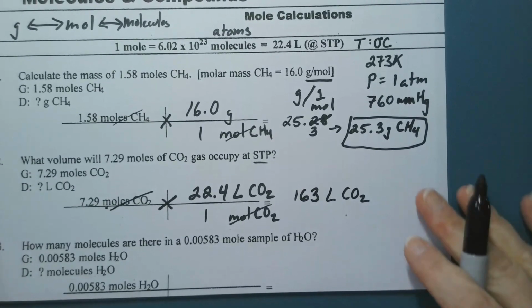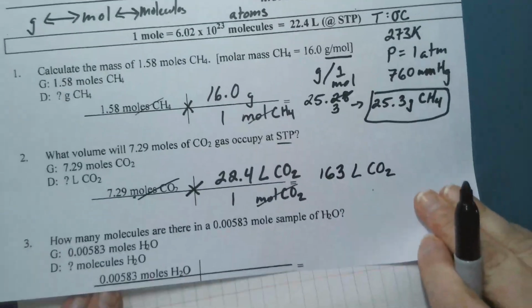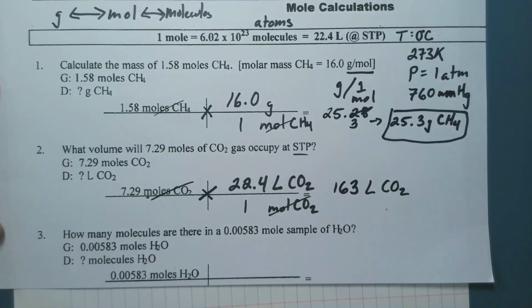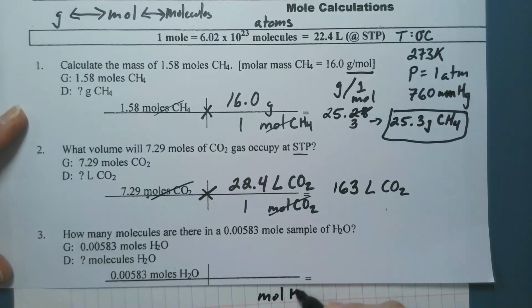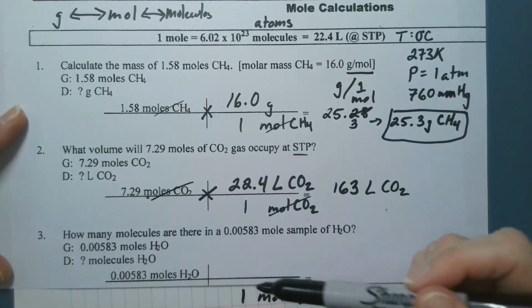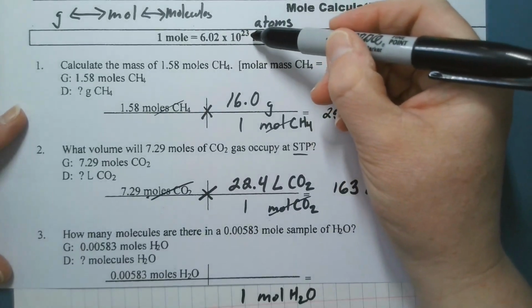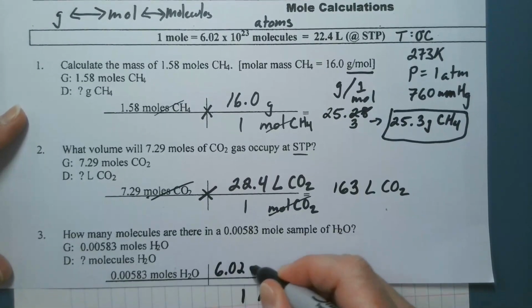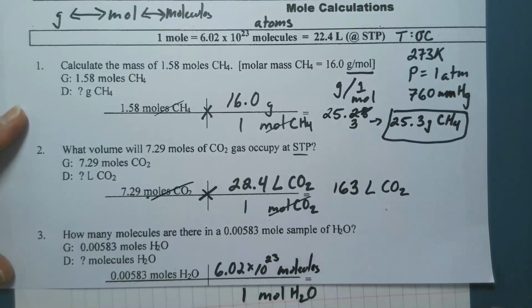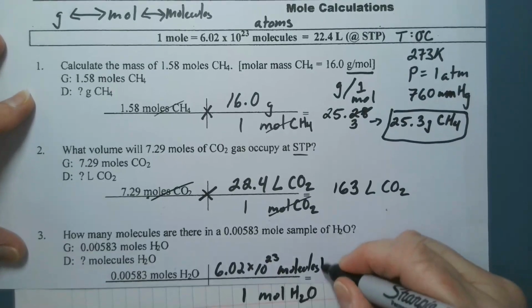Okay, the next one, my paper's a little cut off here. Let's see if I have some underneath here. Okay, how many molecules are there in 0.00583 mole sample of water? Okay, so again, we're going to start with what's given. I need moles to cancel out, so I'm going to write moles down here. H2O, it's going to be 1, and it's going to be the molar mass. Actually, no, we want molecules. So for this one, I'm going to use this definition here: 6.02 times 10 to the 23rd molecules of water.